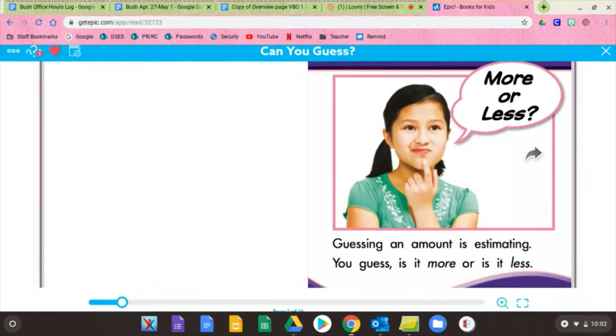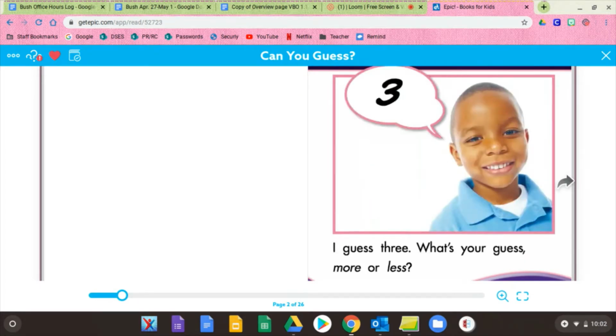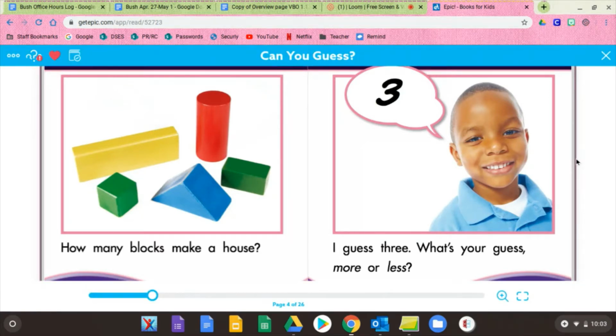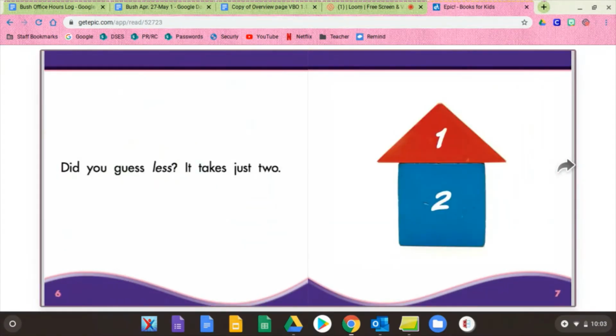More or less. Guessing an amount is estimating. You guess it is more or it is less. How many blocks make a house? I guess 3. What's your guess? More or less? So if you think you need more than 3 blocks to make a house, then you say more. If you think you need less than 3 bricks or blocks to make a house, you say less. Did you guess less? It just takes 2.